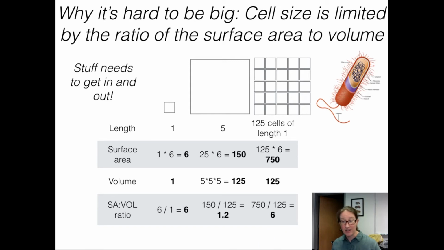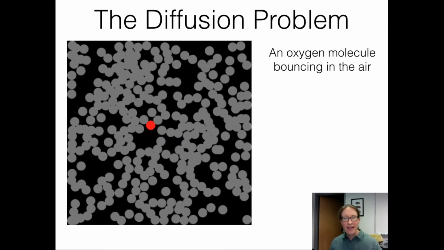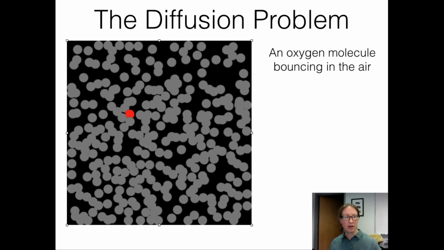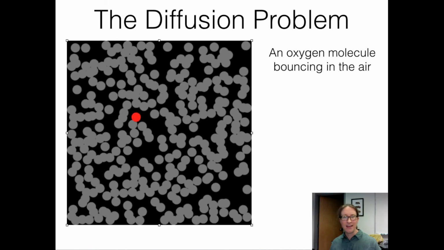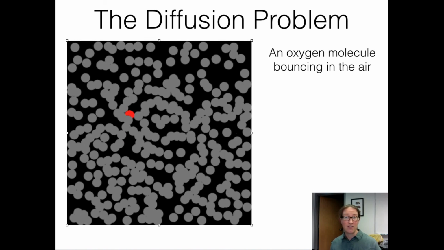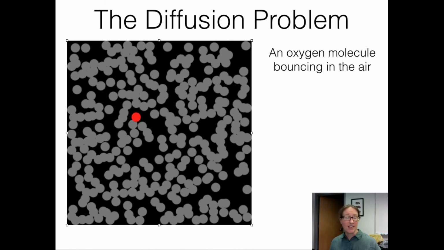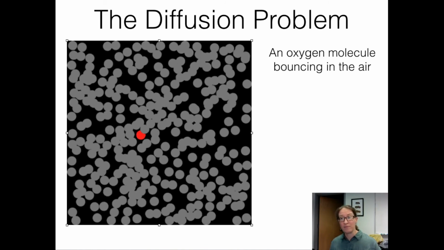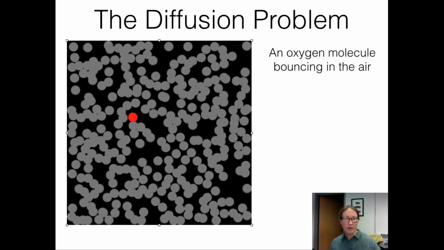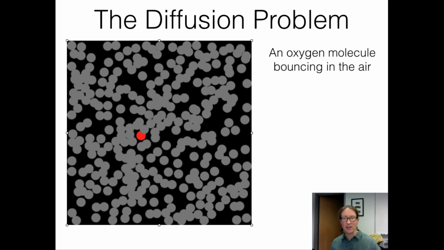So now we're on to the second reason why it is hard to be big. And this reason is called the diffusion problem. And to give you a sense of this problem, here is an animation that's going to show you a single oxygen molecule bouncing around in the air. And what I want you to notice is that the random movements of the atoms or molecules, either in the air or in water, bumping into each other, means that any given molecule only winds up traveling very slowly across larger distances.